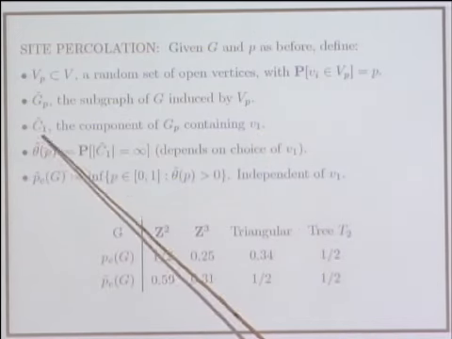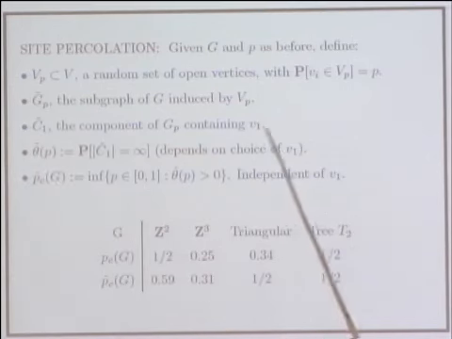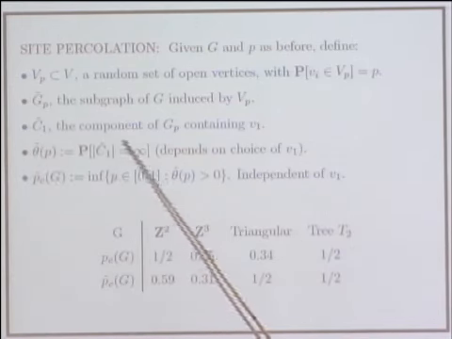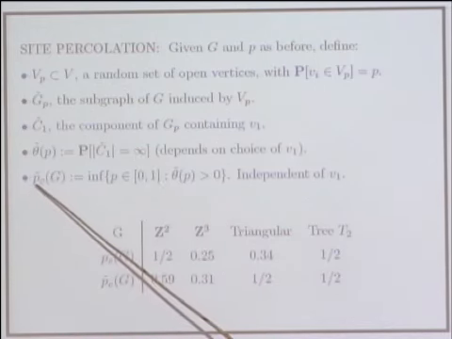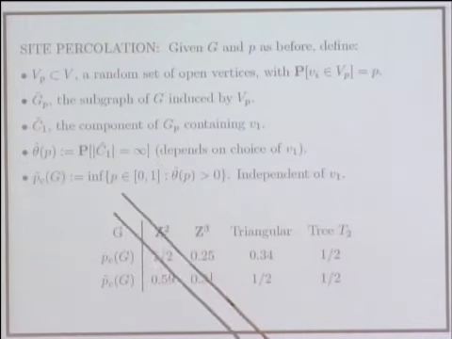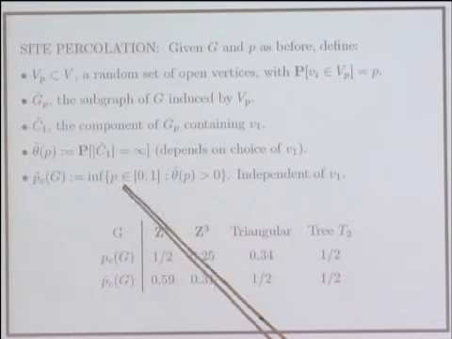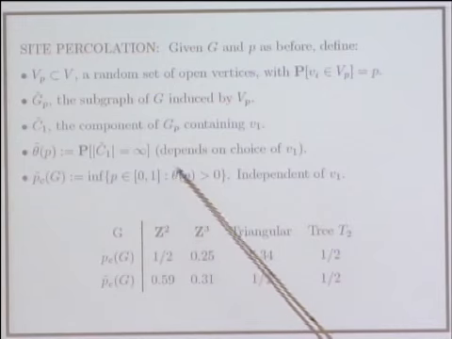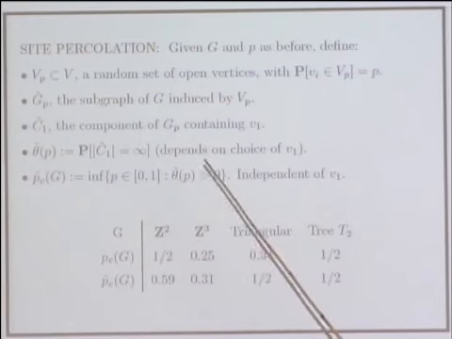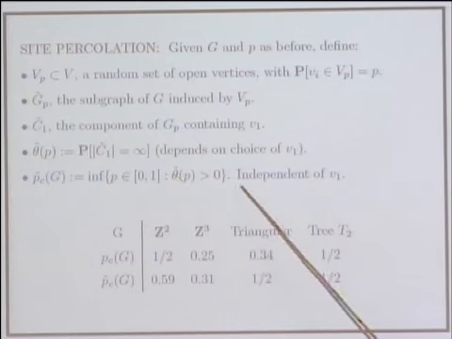Call that C1 tilde now, and theta tilde of P, which again will depend on V1. That's the probability you've got an infinite site percolation component. And again, you've got a critical probability, PC with a tilde over the top. It might not be the same with site percolation as with bond percolation, as we've seen in earlier talks this week. It's the smallest P such that this theta is strictly positive.